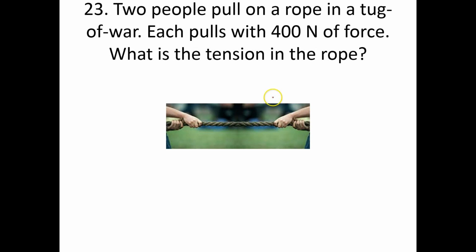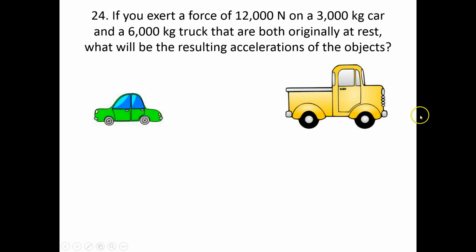Number 23, 2 people pull on a rope in a tug of war. Each pulls with a 400 Newton force. So this person is pulling this way with 400 newtons. This one pulls this way with 400 newtons. They don't cancel themselves out. It's just the tension in the rope is 400 newtons altogether. When we do some problems, we'll talk about that one a little bit more.